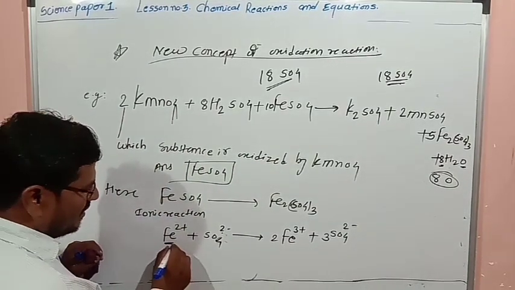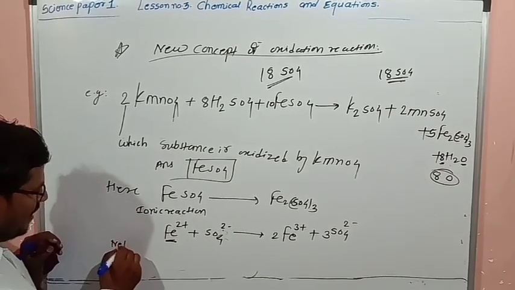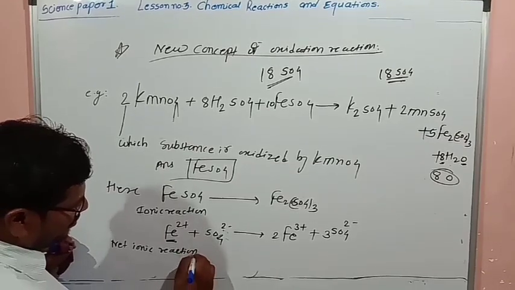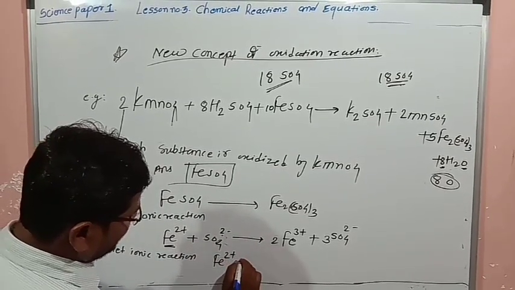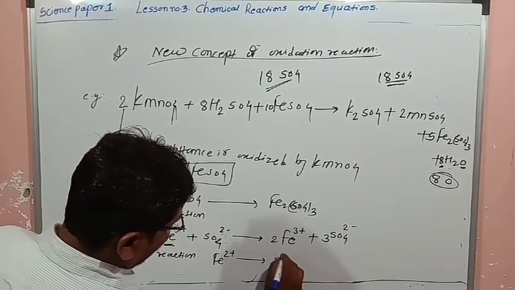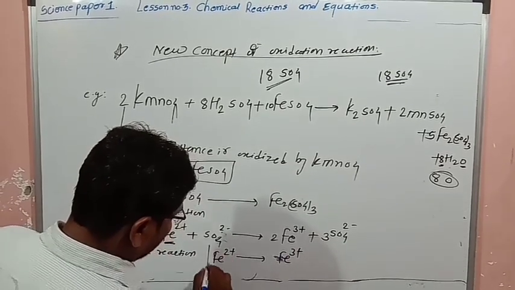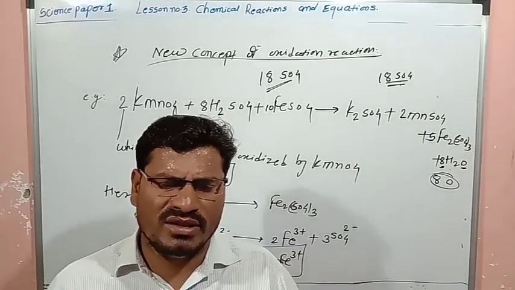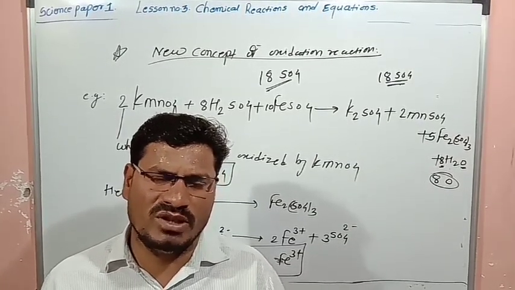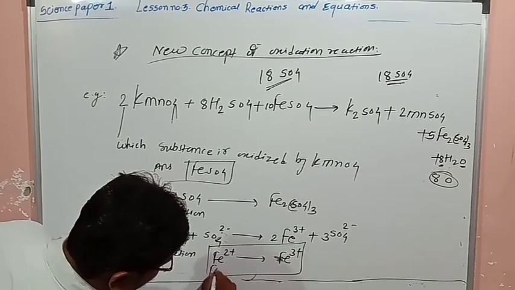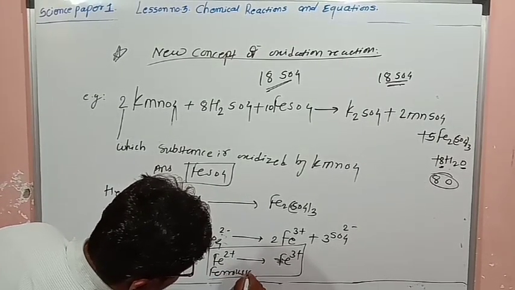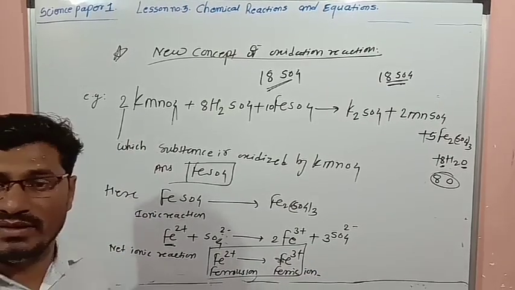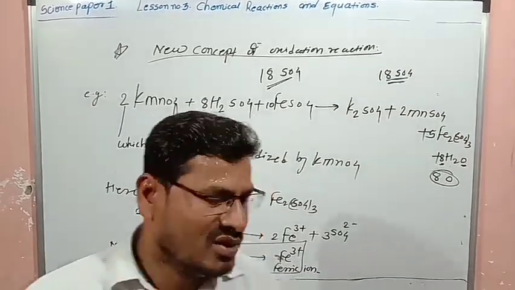So here the net ionic reaction is there. What is the net ionic reaction? Fe2+ is converted into Fe3+. This is the net ionic reaction. So in this chemical reaction, Fe2+ ion, that means ferrous ion, is converted into ferric ion.